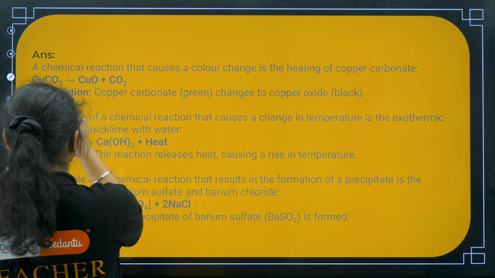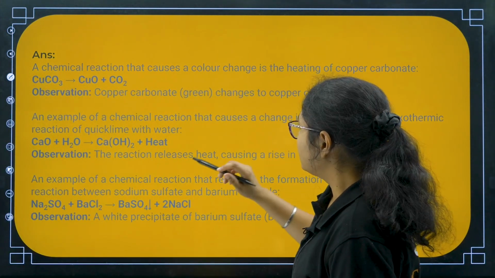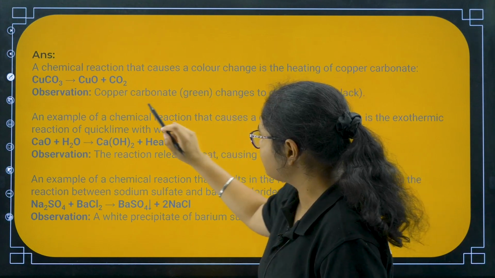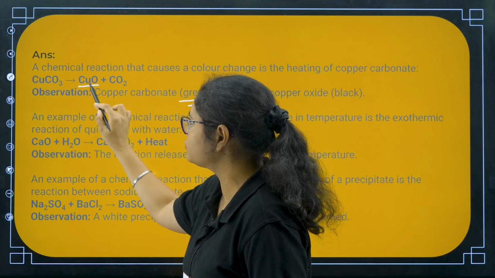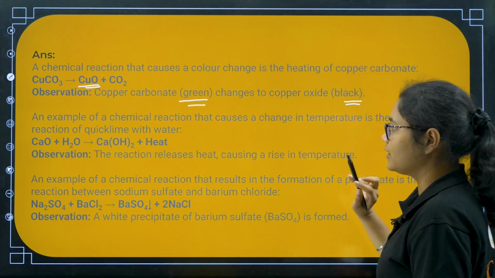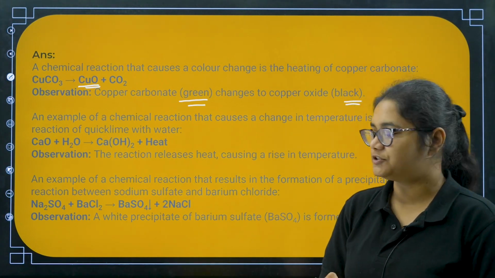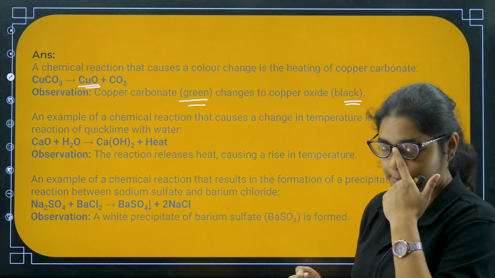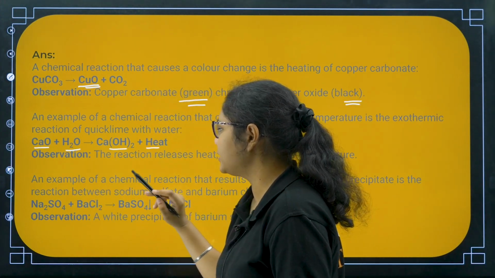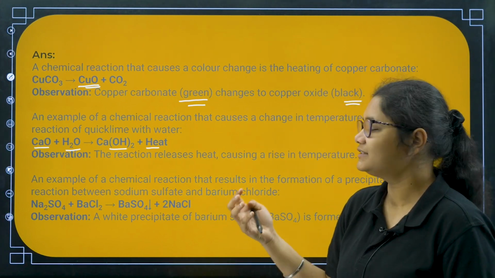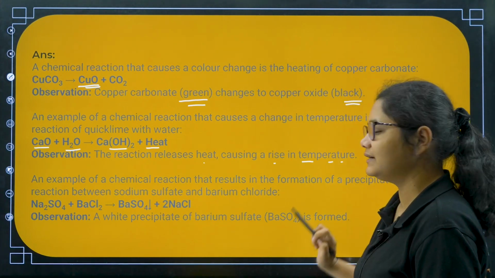One reaction is copper carbonate will give you copper oxide plus CO2. Here if you see, copper carbonate is green in color. Okay, when you heat it, it changes to copper oxide, which is black in color. So there is a color change. That is why this can be a reaction for color change. Next, for heat or for temperature change, you can react calcium oxide with water. You will get calcium hydroxide plus heat. Okay, the temperature will change. So you can see the reaction releases heat, causing the rise in temperature.